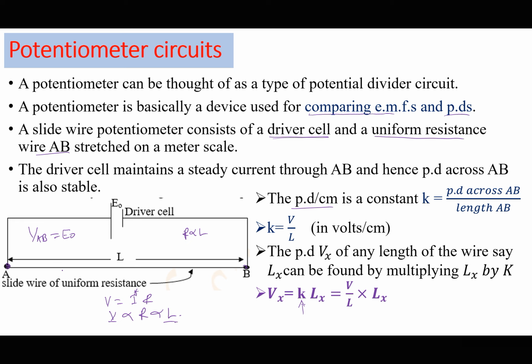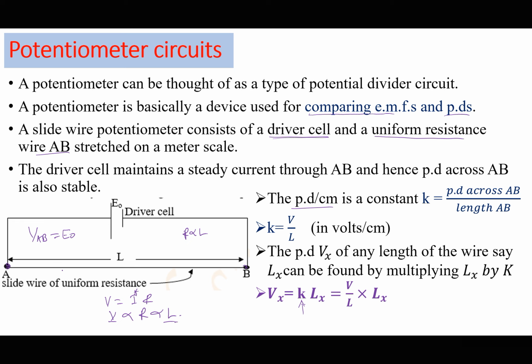And therefore, there is a relationship between the length of the wire and the PD. There's a relationship between the length of a given wire and the PD of the wire. So if I know the PD per unit length of the wire, then I can always find the PD of any section of the wire.